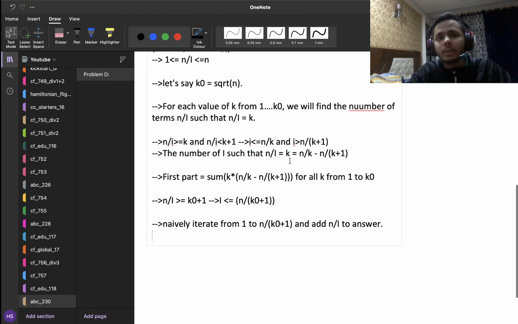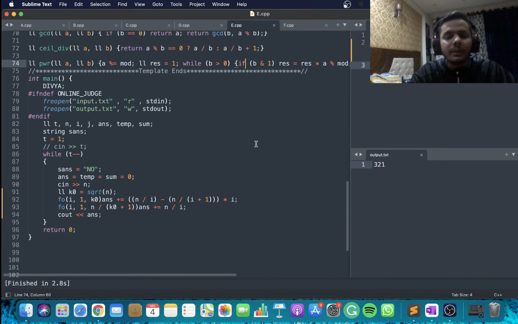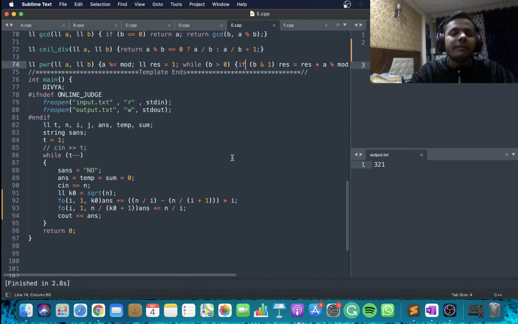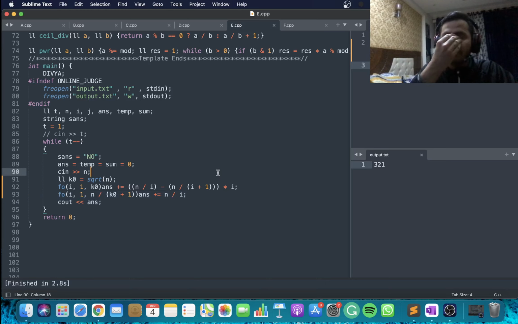So let's just have a look at the code. This completes the solution. Essentially, we are breaking down the answer into two parts. One where the value of n by i is strictly less than root of n, and one where it is greater than or equal to root of n plus 1. So this is the first part. My i is going from 1 to k naught, and I am adding i times n by i minus n by i plus 1 to my answer. And the second part is that I am naively going from 1 to n upon k naught plus 1 and adding n by i to my answer. So this way, in O of square root of n, I have computed the correct answer, and this works.